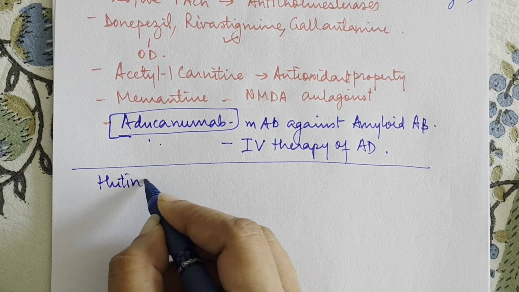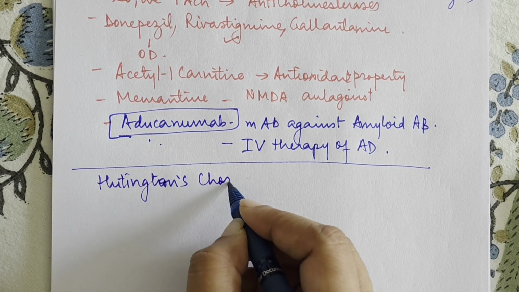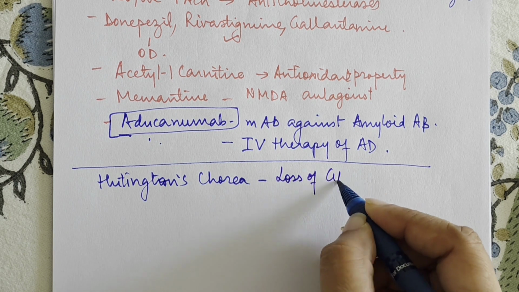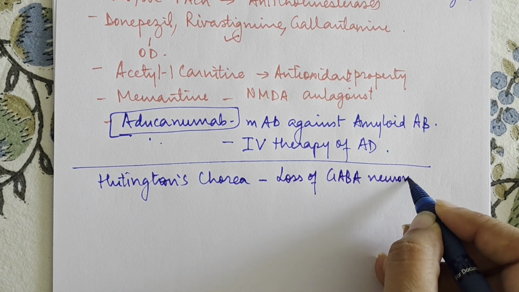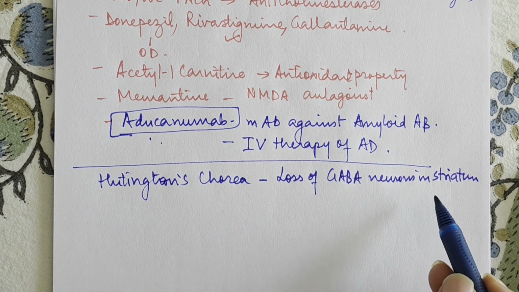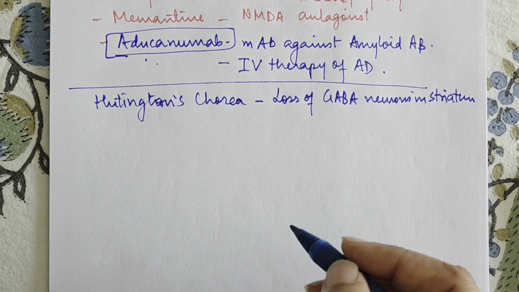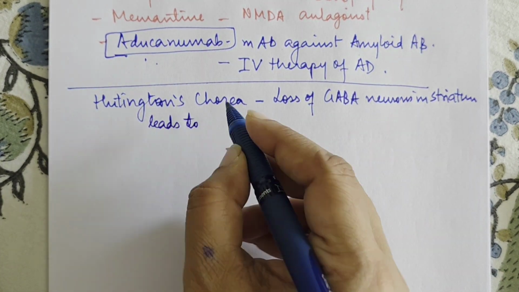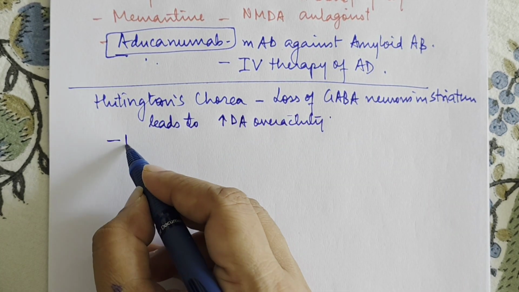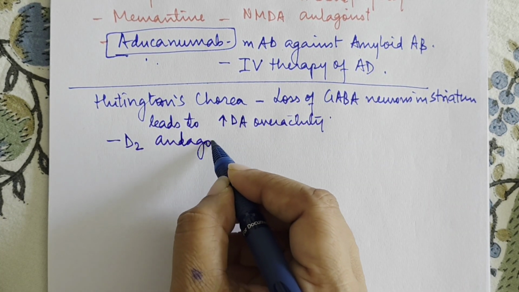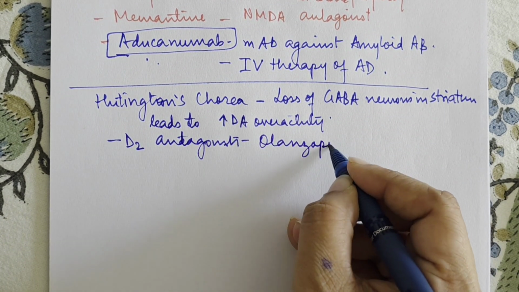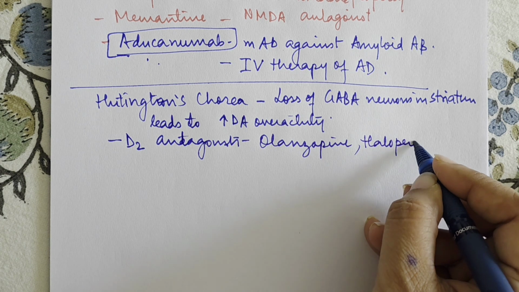Then there is a disease, Huntington's chorea. Huntington's chorea is a disease where there is a loss of GABAergic neurons in striatum and it leads to increased dopamine overactivity, right, as opposed to Parkinsonism. So in Huntington's chorea we give D2 antagonists. They are found to be effective. Like olanzapine, haloperidol. These drugs are effective in Huntington's chorea.